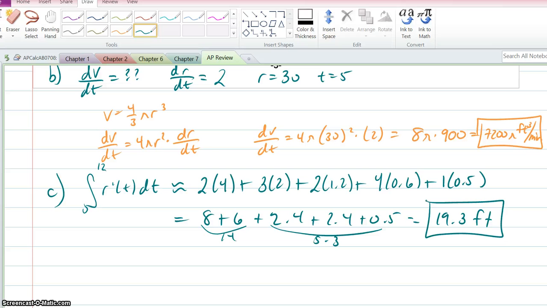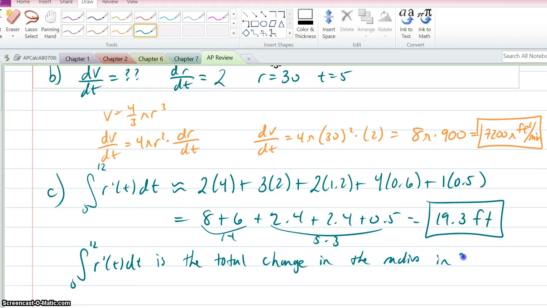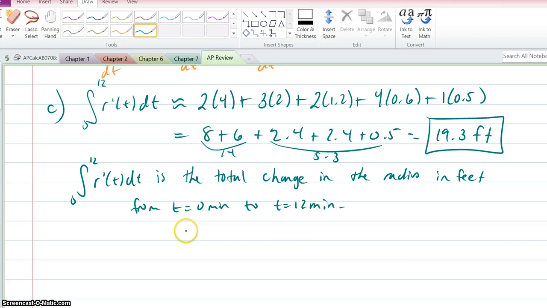Now, it says using correct units, explain what this is. So we're going to say that this integral from 0 to 12 of r prime of t dt, we're taking the integral of a rate, so we're going to get a total out. So what we're going to say is the total change in the radius in feet, don't forget your units, from time equals 0 minutes to time equals 12 minutes. Or you can say in the first 12 minutes. You have to talk about that time interval they give you in there. You can also say it's the total increase, since it's obviously increasing the entire time, so there are many ways you can state that. That's still correct.